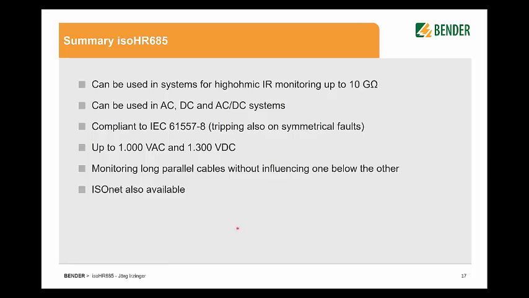It's compliant to the product standard, meaning we can clearly trip also on symmetrical faults, and we can monitor systems up to 1000 volt AC and up to 1300 volt DC. With the IsoSync functionality, we can monitor long parallel cables without influencing one another, and the isoNet functionality is for 690 volt and 1000 volt also available.